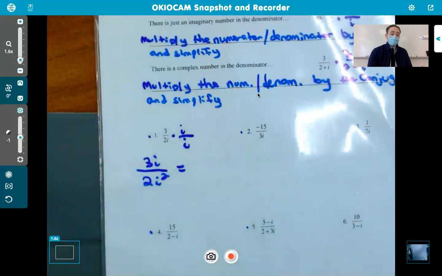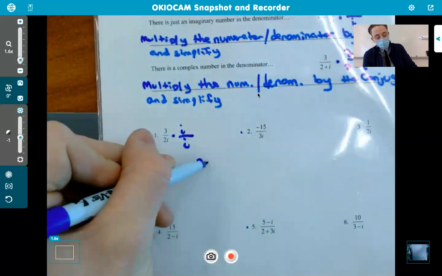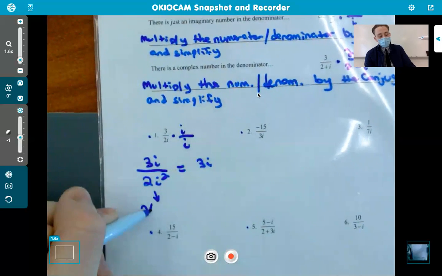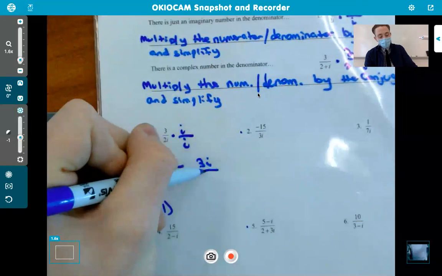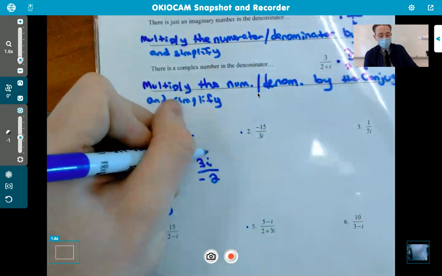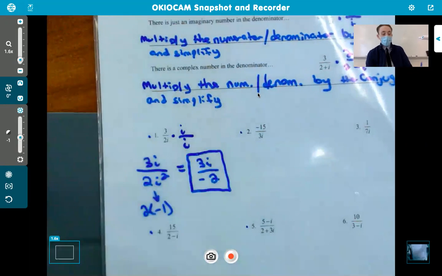My numerator can't simplify any further. I'll leave it as 3i. My denominator, though, I know 2i squared is the same thing as 2 times -1, which is just -2. So I'm simplifying. I'm making sure I have no i's in my denominator, which I do. See if I can maybe simplify the fraction at all, which I can't. This is my final answer. So in its simplified form, I have 3i over -2.